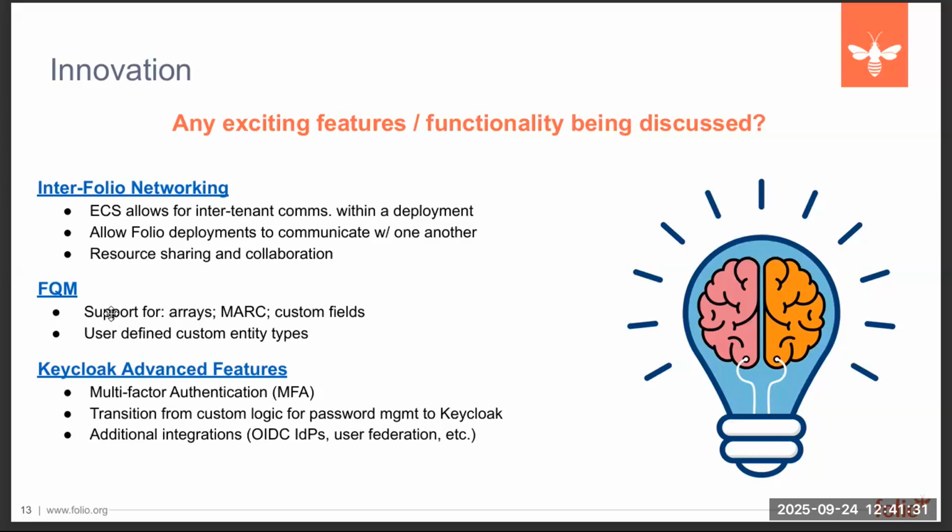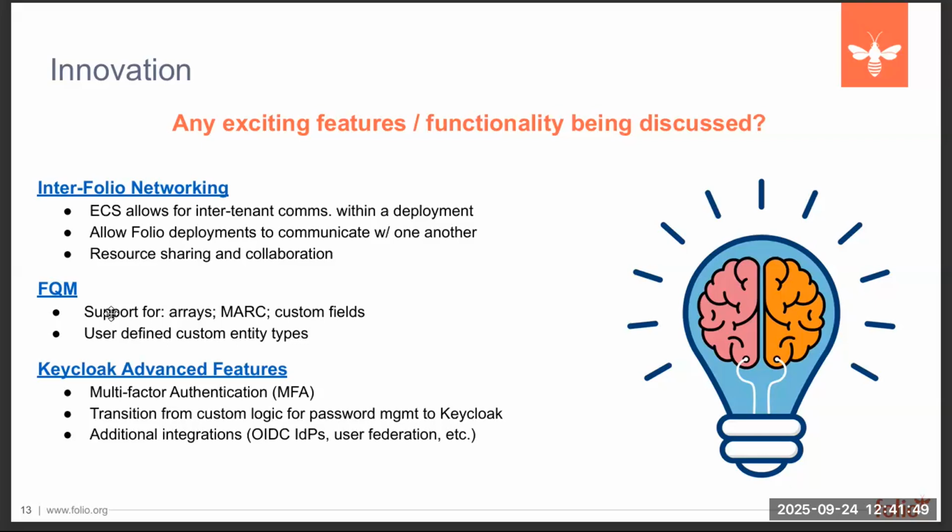So right now, entities are created by the system. You have simple entities and then composite entities off of those. Users will be able to create custom entities, essentially allowing them to make joins within FQM that they create themselves. So that's going to be very interesting.